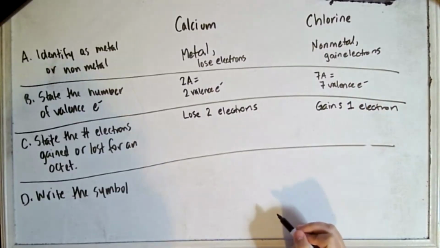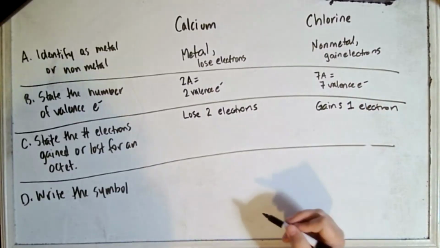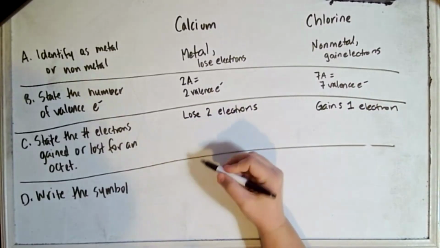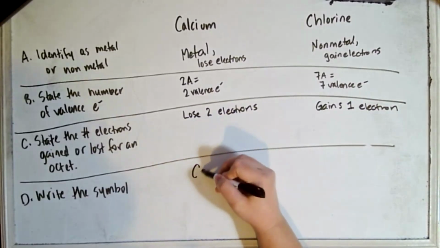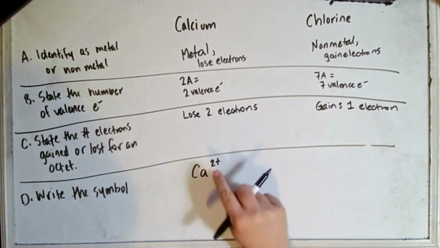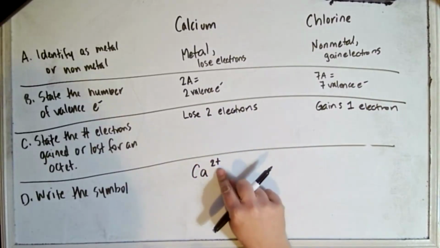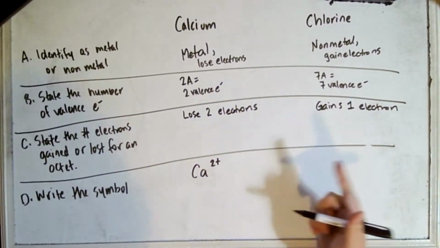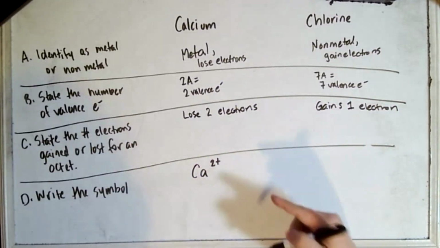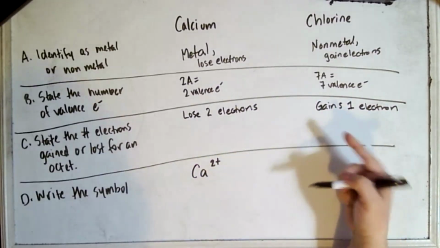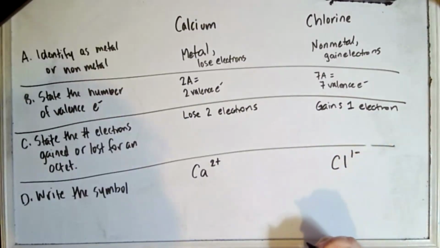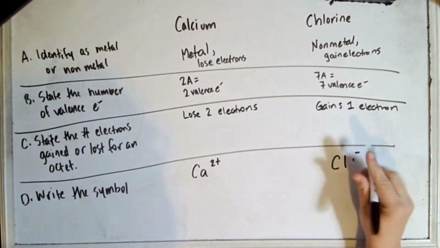All right, and then the symbol for each of these is going to incorporate the charge. If calcium has lost 2 electrons, that means it's going to have a positive 2 charge now because it's going to get more positive by 1 for each electron that it loses. Our chlorine is going to get more negative by 1 for each electron that it gains. So chlorine's charge is going to be a -1, or you can just write a minus sign.